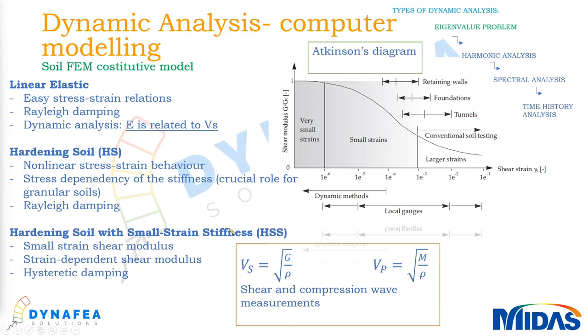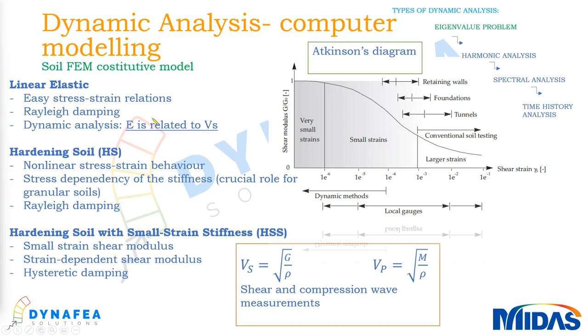I'd like to show you the Atkinson diagram, which is right here. It shows different engineering problems and the corresponding strain ranges. As we can see, for the dynamic methods, we are within the very small strains and small strains. So this is a very important information here, because we have to define the adequate elastic modulus which corresponds to the very small and small strains as we do the dynamic analysis.